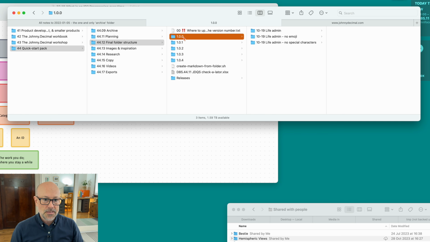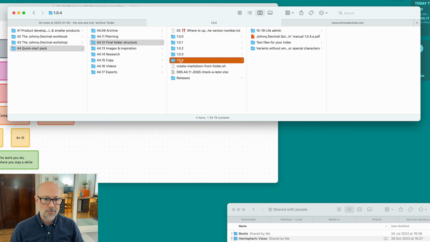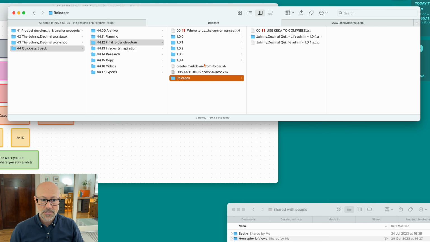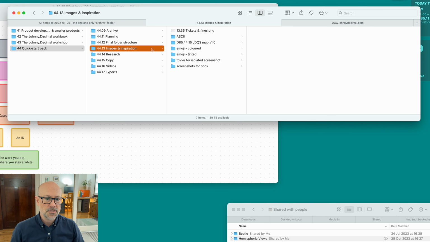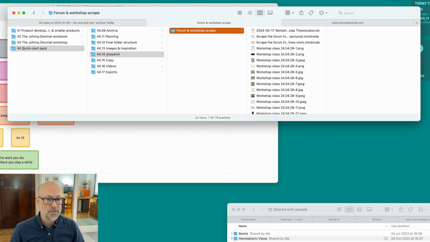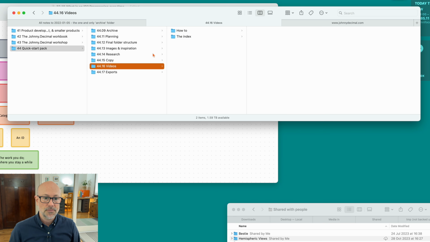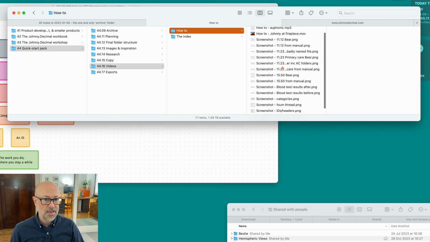Final folder structure is the thing that I distribute to you. So this is a folder full of the actual structure that we built, and there are the versions. And this has a releases folder with the actual as released zip file, because that'll stay there forever as a point in time. Images and inspiration should be obvious enough. You can see there are subfolders in there as well where it makes sense. Only ever a handful. Research, that's us scraping the forum for ideas. Copy, this is the actual manual, the words. Videos are the videos linked in there. So each one of those has just got a handful of files.